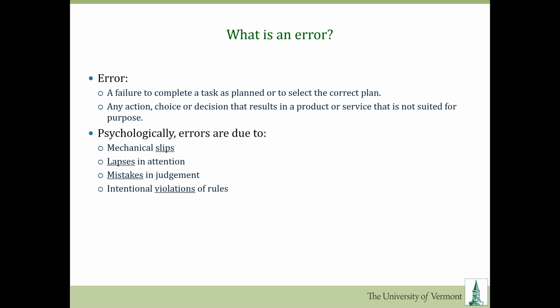Psychologically, errors are due to either mechanical slips, such as striking the wrong key and getting a typographic error; lapses in attention, failing to notice that you have typed in the wrong data or perhaps selected the wrong file from a drop list; mistakes in judgment, such as making a decision to use one particular programming approach rather than another; and then finally intentional violations of rules, which is knowingly skipping a step or otherwise introducing an error because you're prioritizing your personal situation over the goals of the project. For instance, you're in a hurry and want to get home sooner.